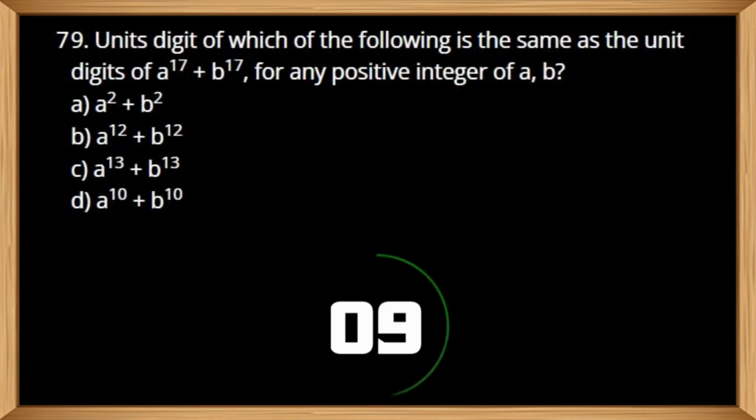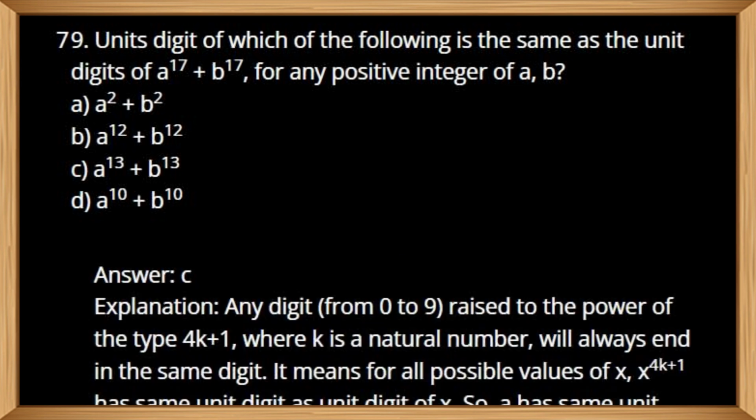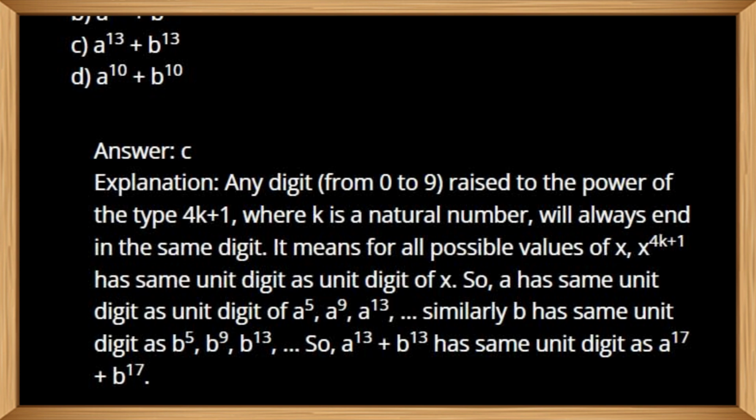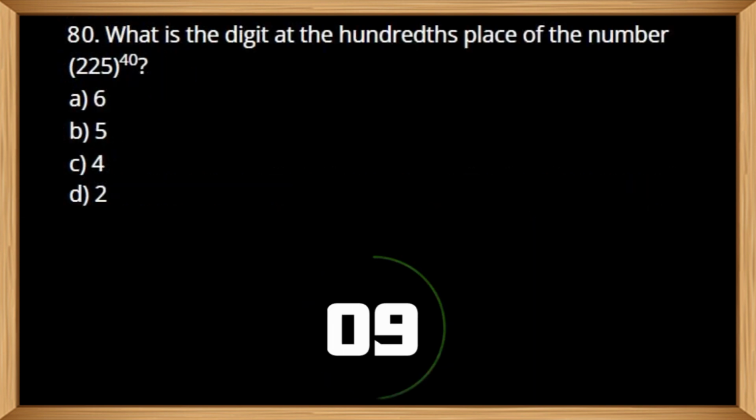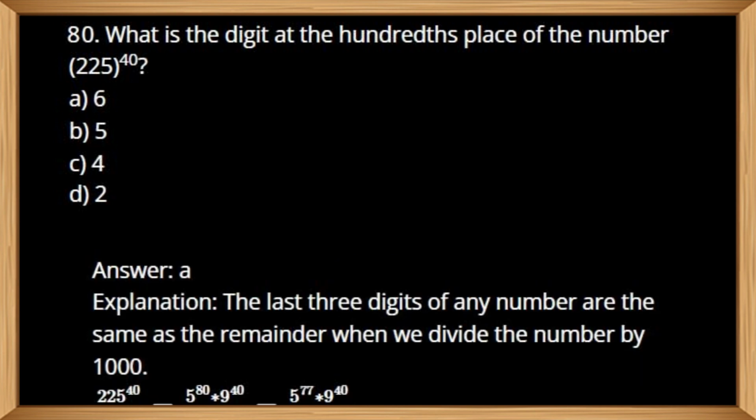Units digit of the following is the same as the unit digits of a power 17 plus b power 17 for any positive integers a, b. Option C a power 13 plus b power 13. What is the digit at the hundreds place of the number 225 power 40? Option A 6.